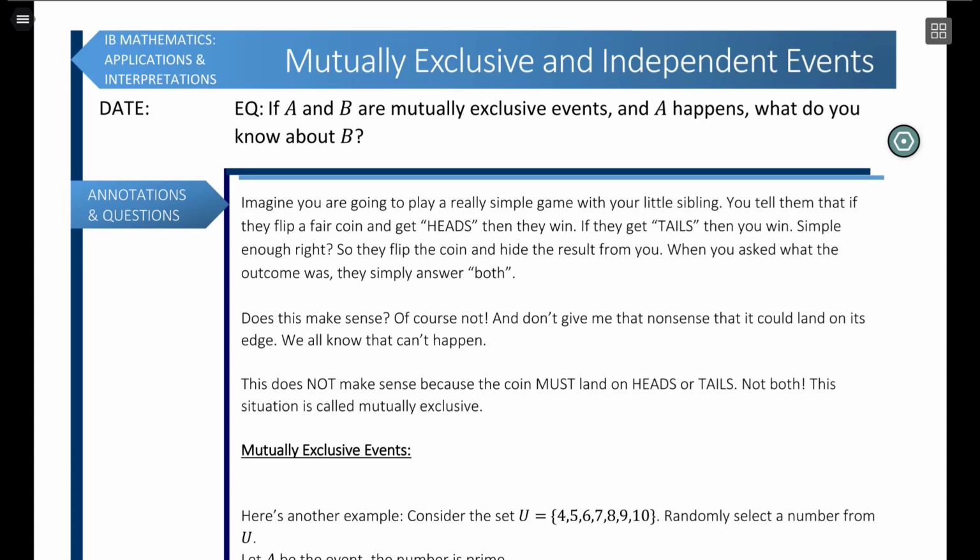And don't give me that nonsense that it could land on its edge. We all know that can't happen. This does not make sense because the coin must land on either heads or tails. There is no way that we can have it land on both heads and tails simultaneously. This is what we call mutually exclusive.